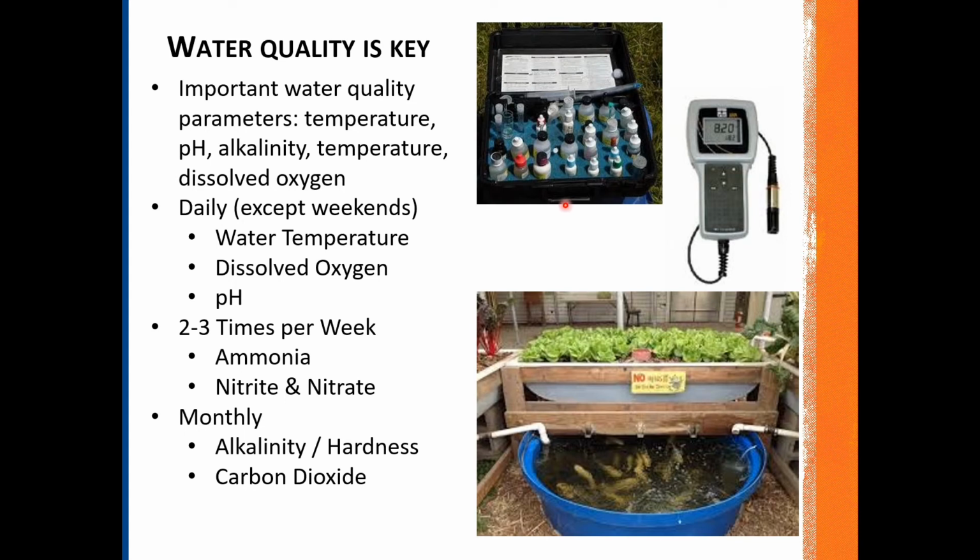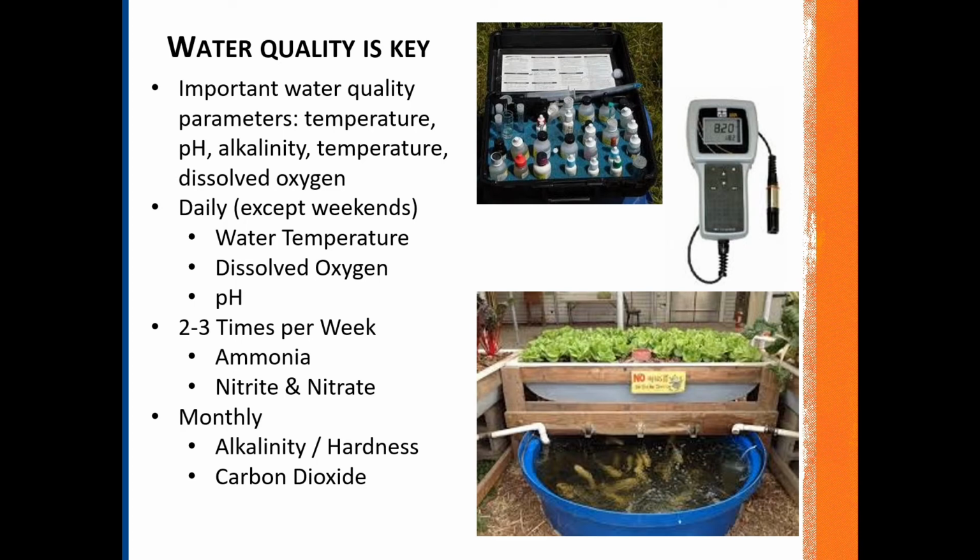Most people like to have a water quality test kit like this, which just has some drops, some very simple tests that you can do. People that have more money can get some meters like this dissolved oxygen meter from Yellow Springs Instrument Company. But it's very important that you're measuring all of these parameters with temperature, pH, alkalinity, dissolved oxygen.